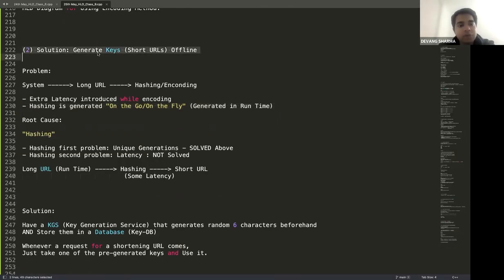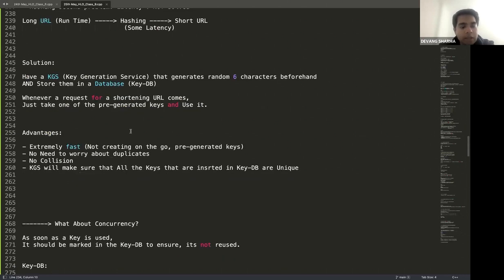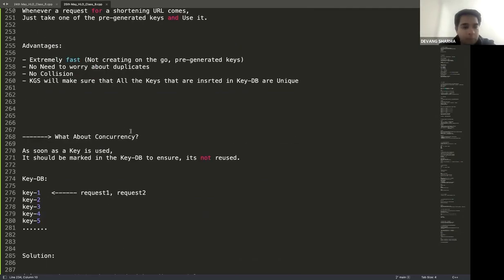We moved to the second approach called generating keys, which are short key URLs. So rather than creating it on the go, I can create it offline. I will have a separate key generation service with a separate key database, which will take care of creating random 6 characters. And once the request comes, it is available to pick up.